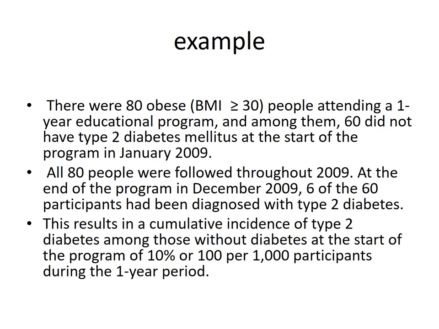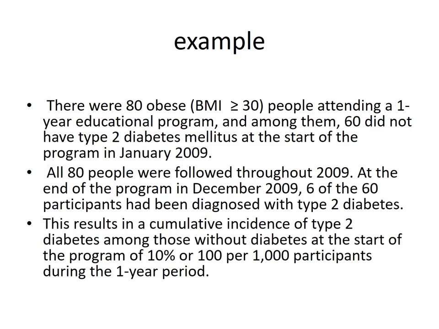Let's look at this example. There were 80 obese people attending a one-year educational program, and among them, 60 didn't have type 2 diabetes mellitus at the start of the program in January 2009. All 80 people were followed throughout 2009. At the end of the program in December 2009, 6 of the 60 participants had been diagnosed with type 2 diabetes. This results in a cumulative incidence of type 2 diabetes among those without diabetes at the start of the program of 10%, or 100 per 1,000 participants during the 1-year period.